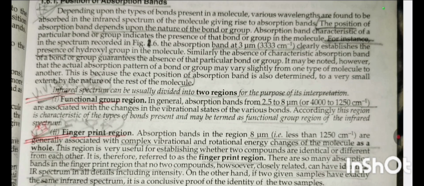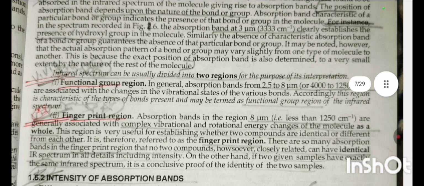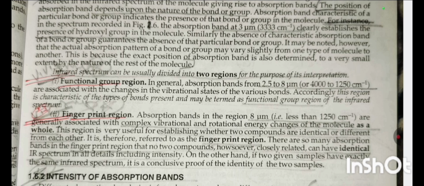For instance, in the spectrum recorded, the absorption band at 3 micrometer clearly establishes the presence of a hydroxyl group in the molecule. Similarly, the absence of the characteristic absorption band of a bond or group guarantees the absence of that particular bond or group. It may be noted, however, that the actual absorption pattern of the bond or group may vary slightly from one type of molecule to the other.